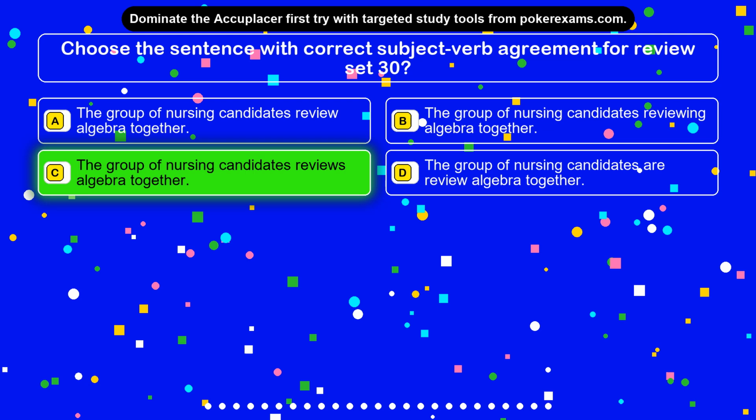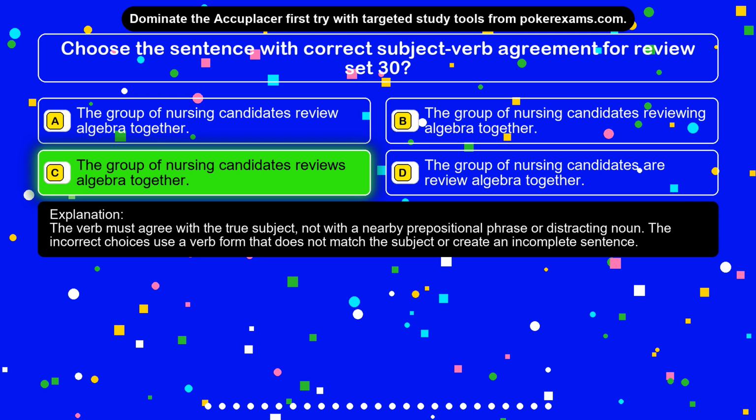The correct answer is option C. The group of nursing candidates reviews algebra together. The verb must agree with the true subject, not with a nearby prepositional phrase or distracting noun. The incorrect choices use a verb form that does not match the subject or create an incomplete sentence.